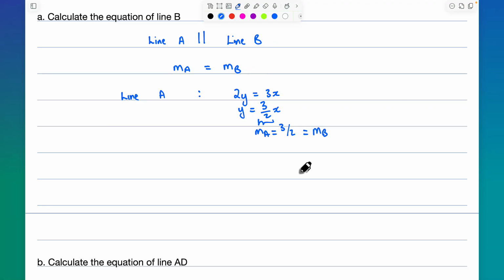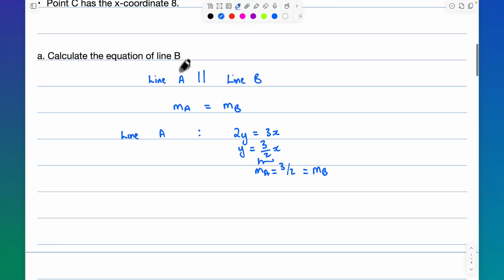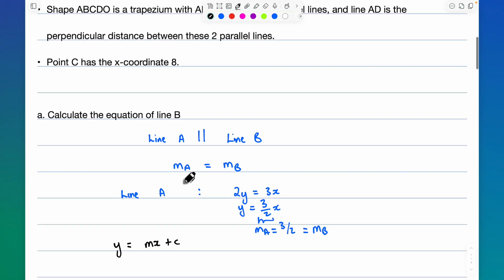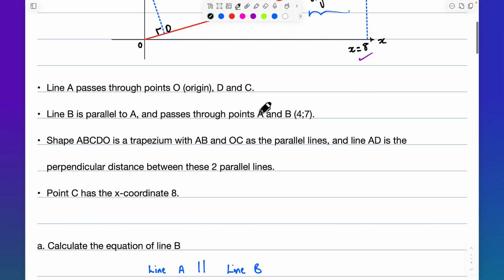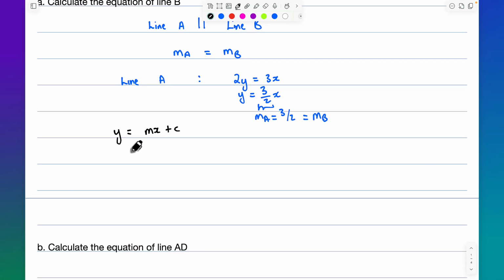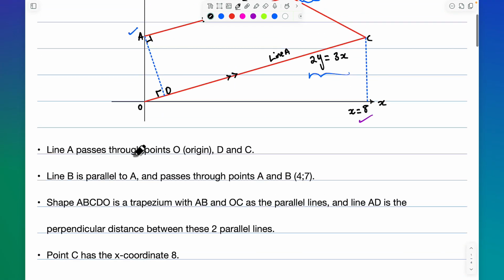The reason is because in order for us to find the equation of a line, which is y is equal to mx plus c, the first step in calculating the equation of a line is you need to find the gradient, right? Since we didn't have enough information to calculate the gradient of this line B directly, we had to use A to help us out, right? But now that we have that gradient, which is 3 over 2, we can then get help from the point that we know, right? So what do I mean by that?